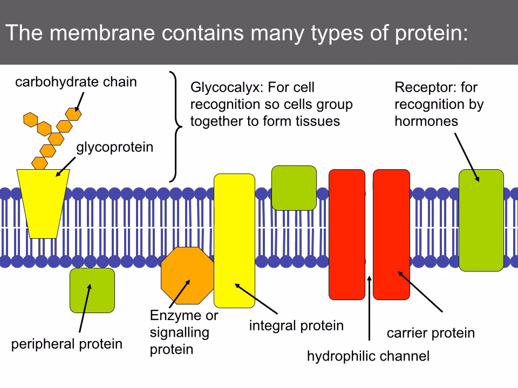If you were to draw it in simple terms, you can see the different parts. Let's start with the peripheral protein. Notice how it's on the outside. You've also got enzyme or signaling proteins. Integral protein spans the whole membrane, as does a hydrophilic channel within a carrier protein. You've got a glycoprotein, which is attached to a carbohydrate chain, and then some proteins act as receptors for recognition by hormones.